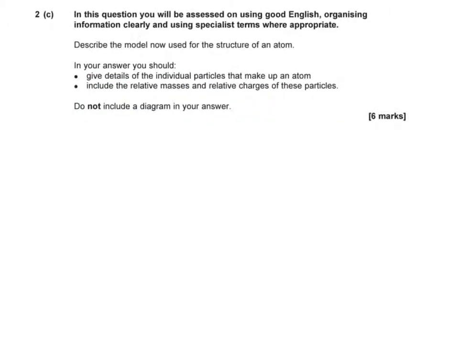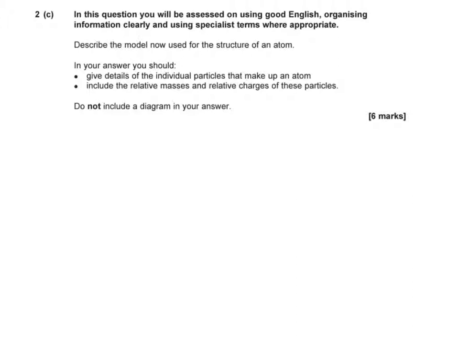So the last part of the question, question 2C, it says in this question you'll be assessed on using good English, organising information clearly and using specialist terms where appropriate. You should describe the model now used for the structure of the atom. In your answer you should give details of the individual particles that make up the atom and include the relative masses and relative charges of these particles. It says not to include a diagram in your answer. Now, I personally think this was a very nice 6-mark question.